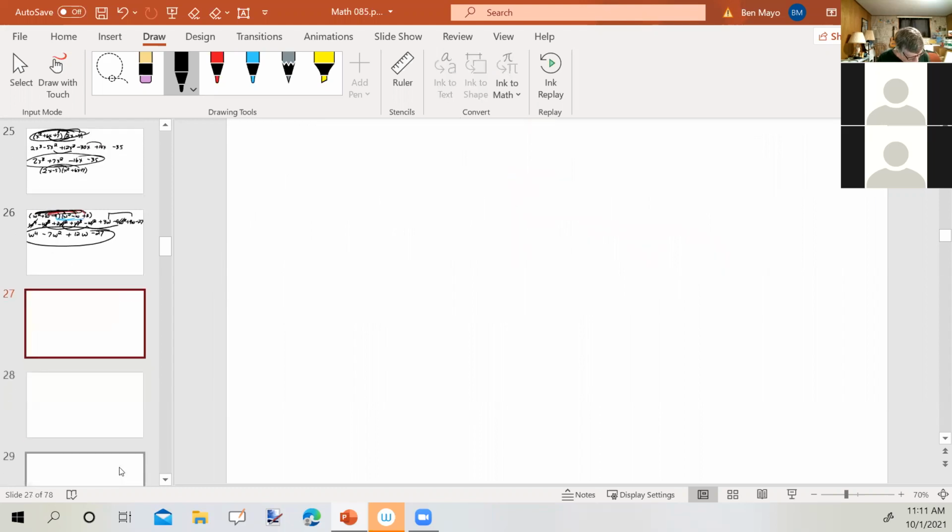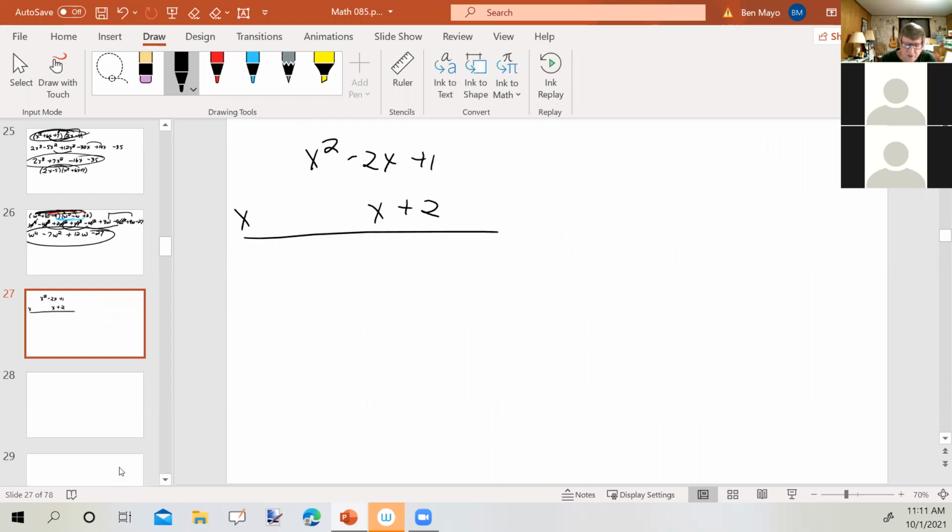Now we're going to take a look at polynomial multiplication using what is called vertical form. So let's say I've got x squared minus 2x plus 1 times x plus 2. Now, I suppose I could put a multiplication dot or symbol out there using the old arithmetic x. That might be confusing because the x's are variables. So we're just going to say we're going to multiply it, okay?